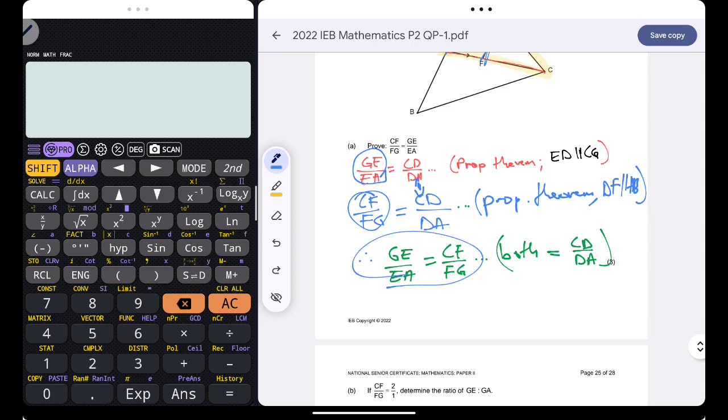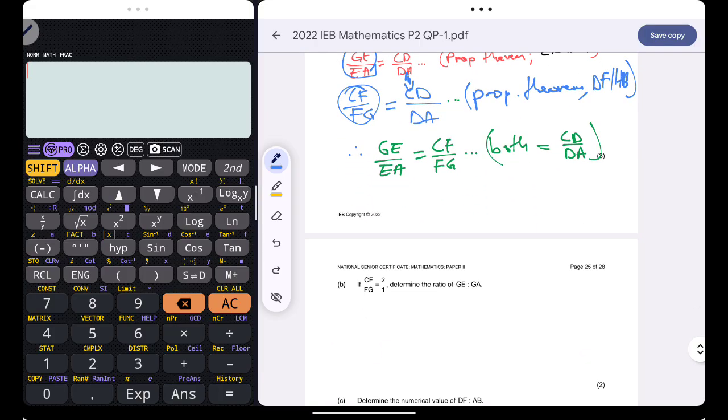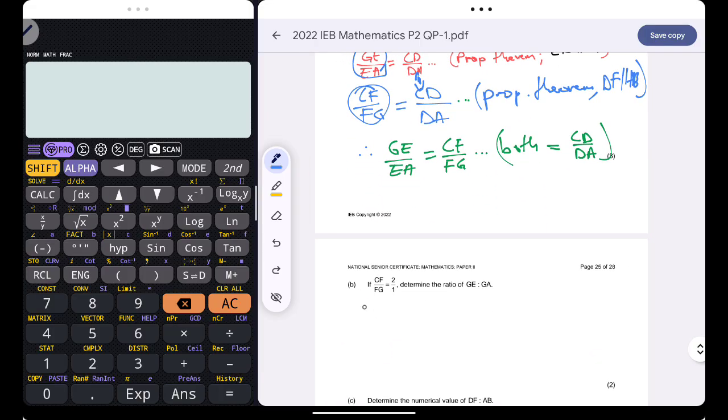Now since we've proven this statement, let's move to the other part. We are given CF over FG, and we are supposed to find GE over GA. Remember that we've just proven that GE over EA is equal to CF over FG, in the first question. But we are told that CF over FG is equal to something, so I can just substitute CF over FG with that thing.